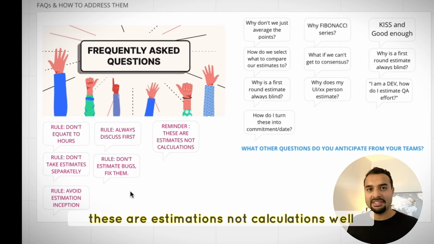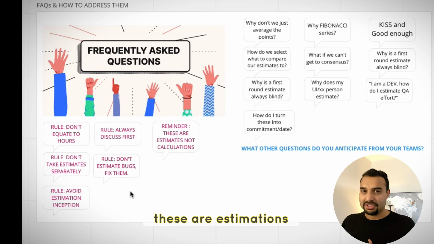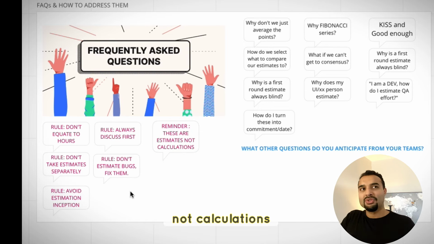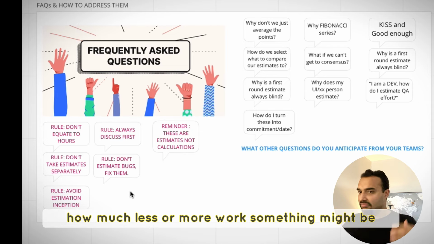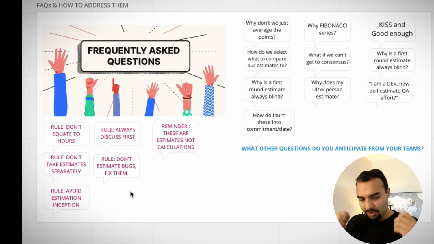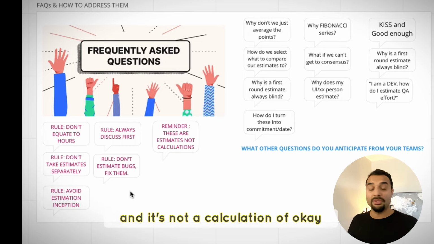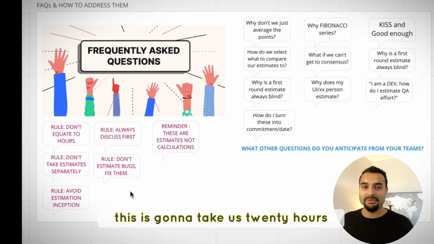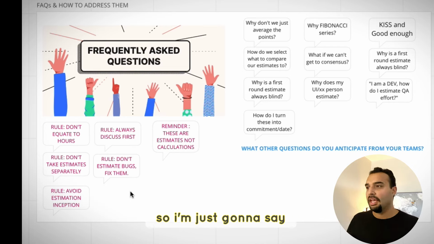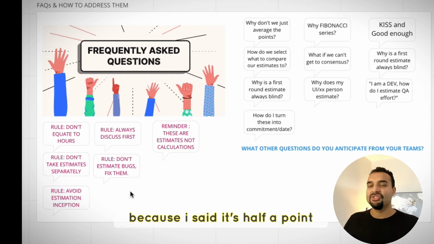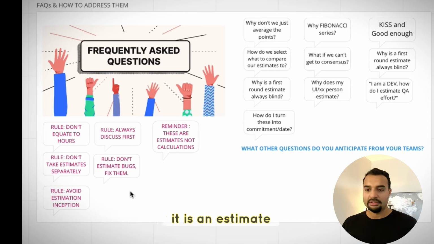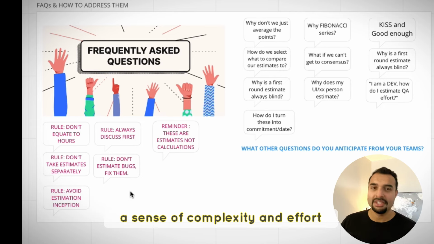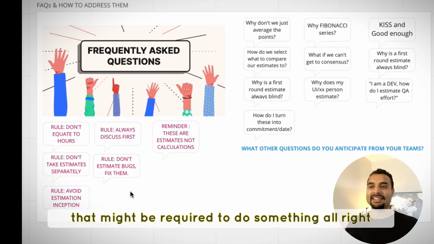These are estimations, not calculations. So this is, again, the sense for the team to understand how much less or more work something might be, but it's not a promise. And it's not a calculation of, okay, this is going to take us 20 hours, so I'm just going to say 40 points because I said half a point is 1 hour or something like that. It is not a calculation. It is an estimate, a sense of complexity and effort that might be required to do something.